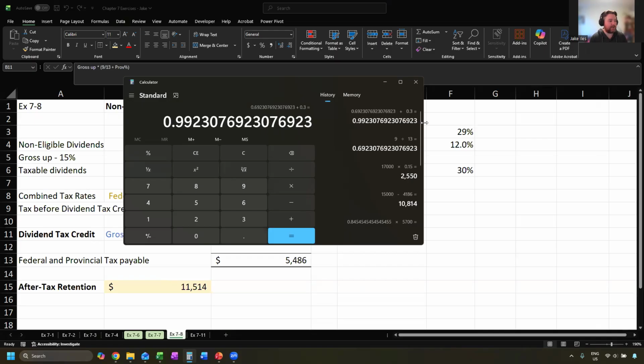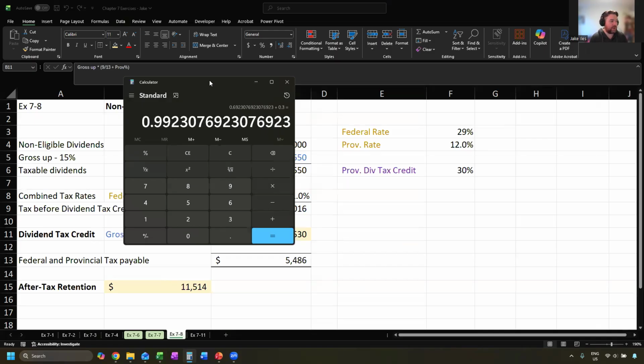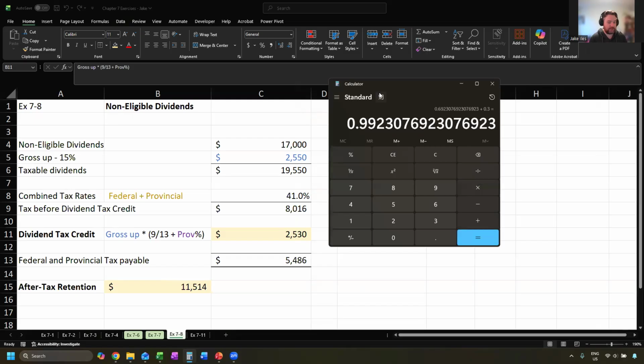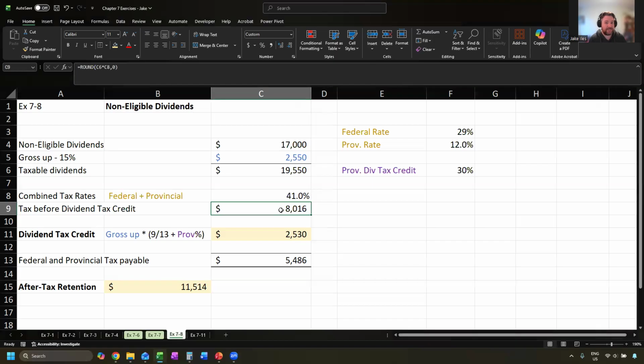So this 99% is going to be multiplied by our gross up total, 2550, which comes to 2,530. It comes to some cents, but we'll round it off. So we owe $8,016, but we're going to get a credit of 2,530, very close to our total gross up. But we still owe 5,046. So that's what we calculated as our entire payable. We got a credit of $2,500. We have to pay the remaining amount, $5,486.